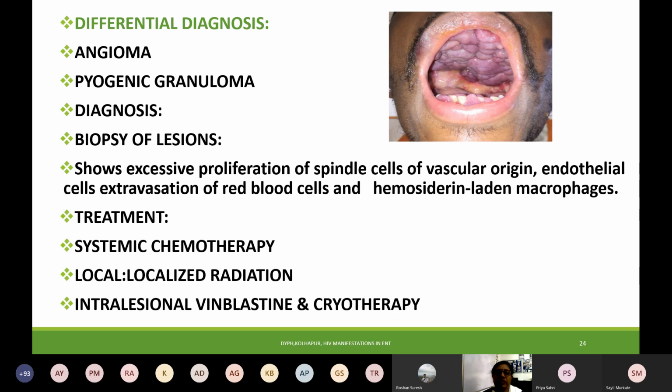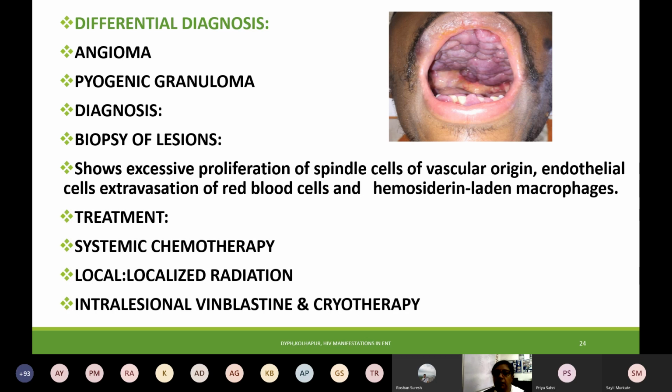Once you do the biopsy, what you get is excessive proliferation of spindle cells of vascular origin, endothelial cells, and extravasation of red blood cells, and hemosiderin-laden macrophages. So this is the histopathological picture you get in biopsy. If you do a biopsy, that will give you the proper clue for HIV.